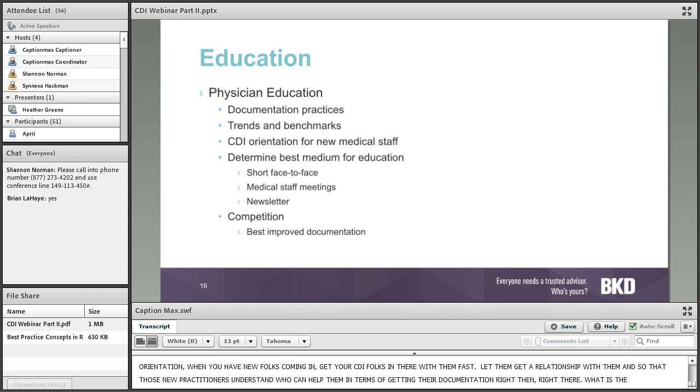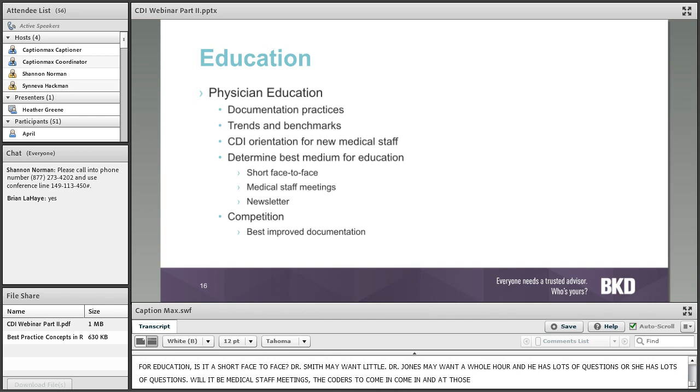Orientation: when you have new folks coming in, get your CDI folks in there with them fast, let them get a relationship with them, so that those new practitioners understand who can help them in terms of getting their documentation right then, right there.